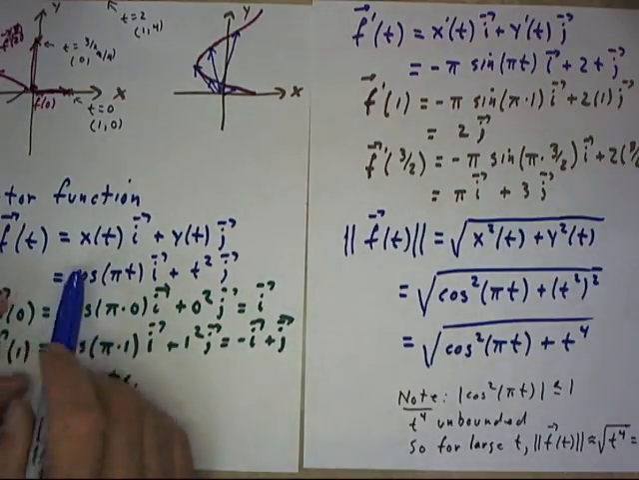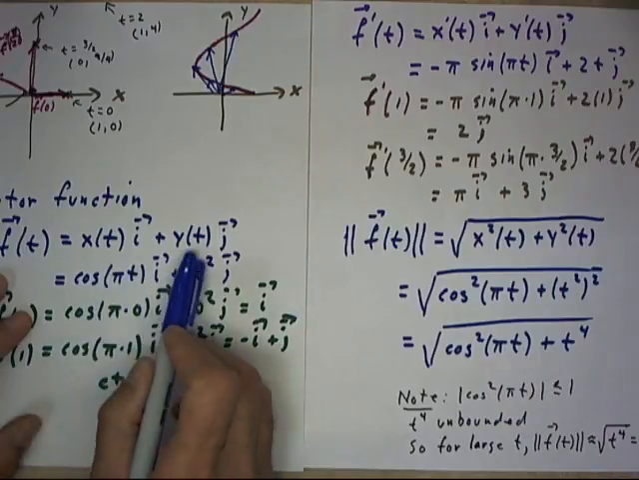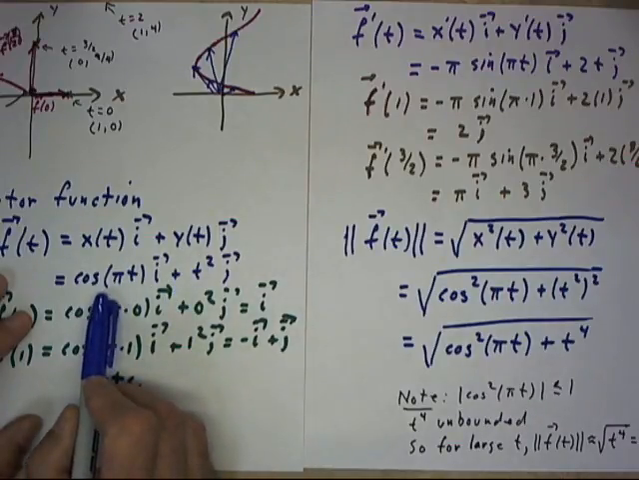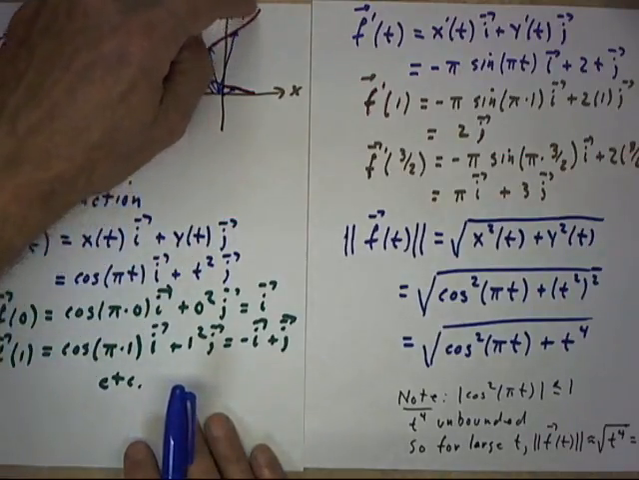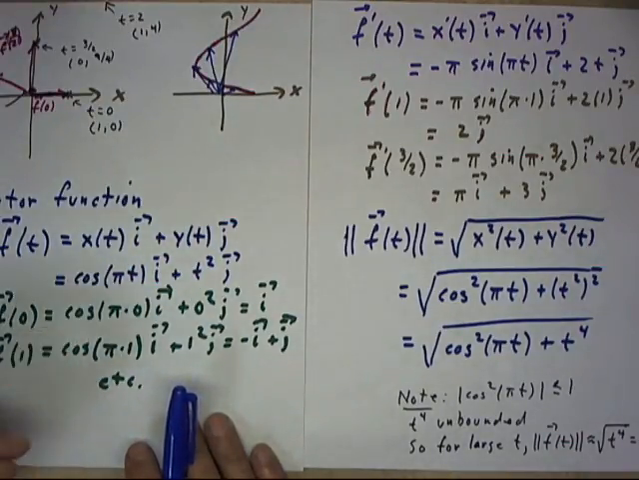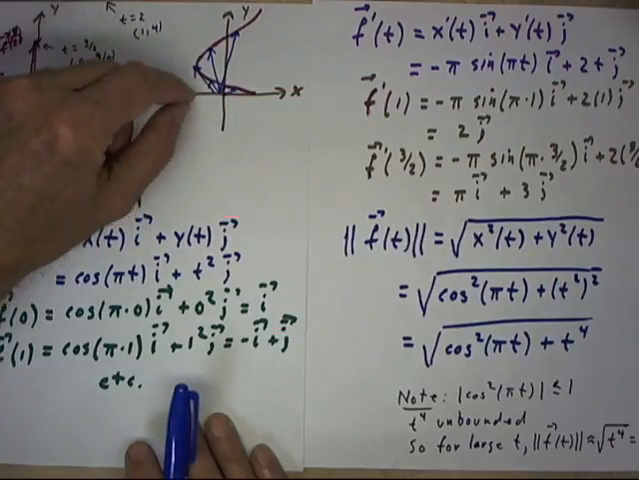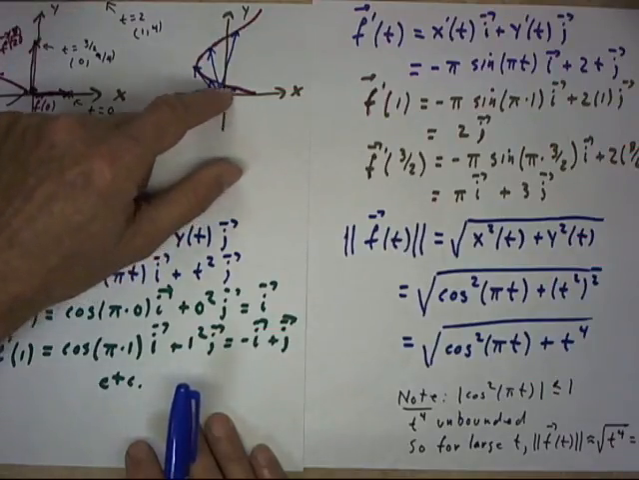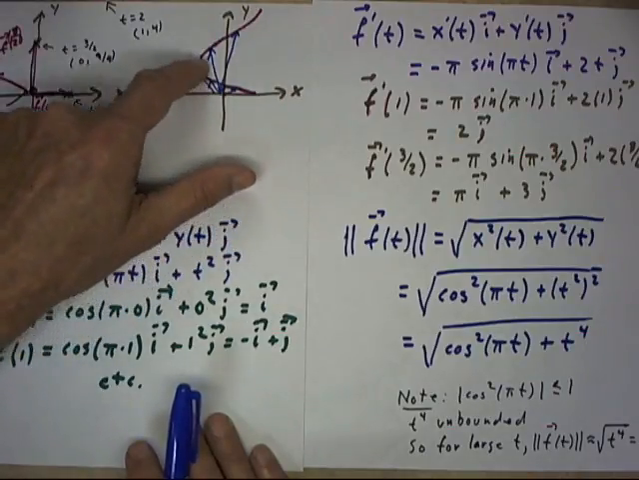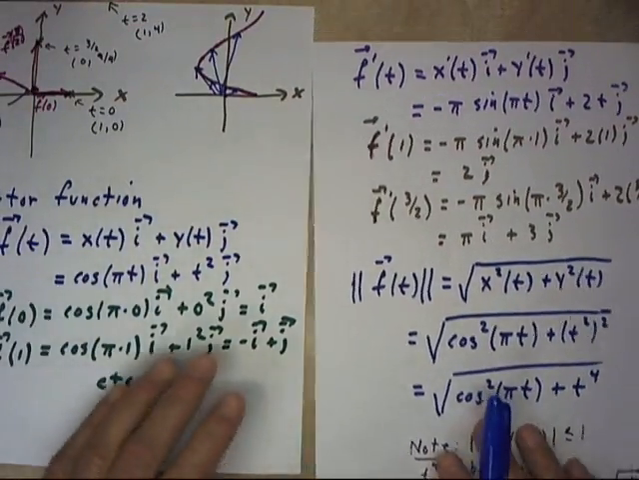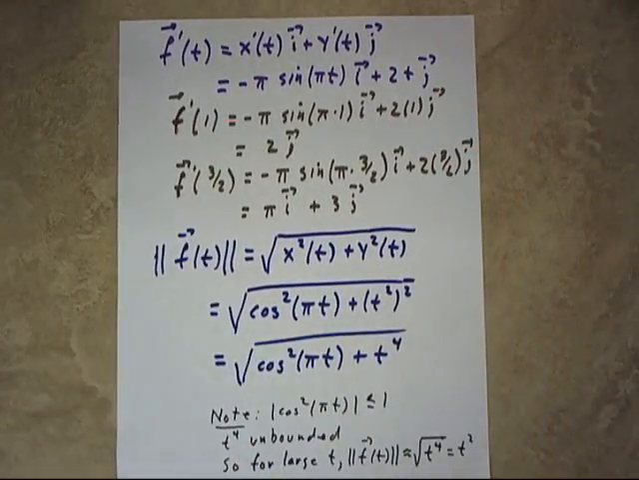We've seen that our vector function f of t equals x of t i plus y of t j, equal to cosine of pi t i plus t squared j, has a graph that follows this path and can be defined by a series of vectors for different values of t that are rooted at the origin and follow this path as we move along. In order to understand the properties of this vector function, it's going to help if we understand the properties of its derivative and its magnitude.